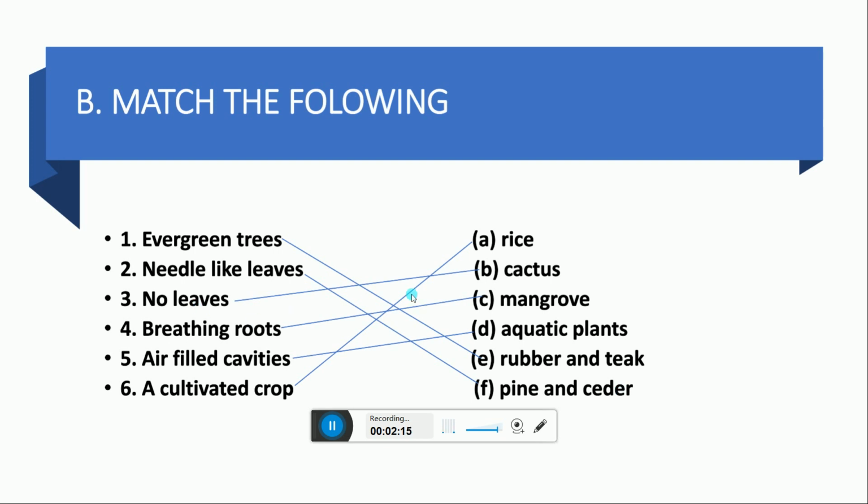And the third one is no leaves. The cactus plant has no leaves because instead of leaves they have a spine. Breathing roots are found in the mangrove forest. The answer is the mangrove. The next one is the air filled cavities which is found in the aquatic plants, which makes them lightweight. And the last one is a cultivated crop. There are several cultivated crops like wheat, maize and also rice.